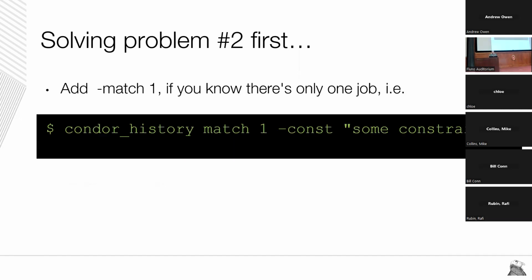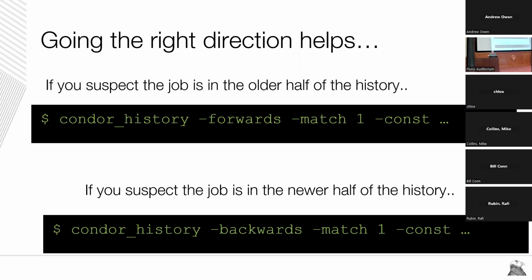So to solve the second problem first, we can use -match 1, to say only match the first job. So once you hit it, it doesn't go all the way through searching all the thousands or 10,000, however many jobs there might be. Or, condor_history takes it forwards and backwards.